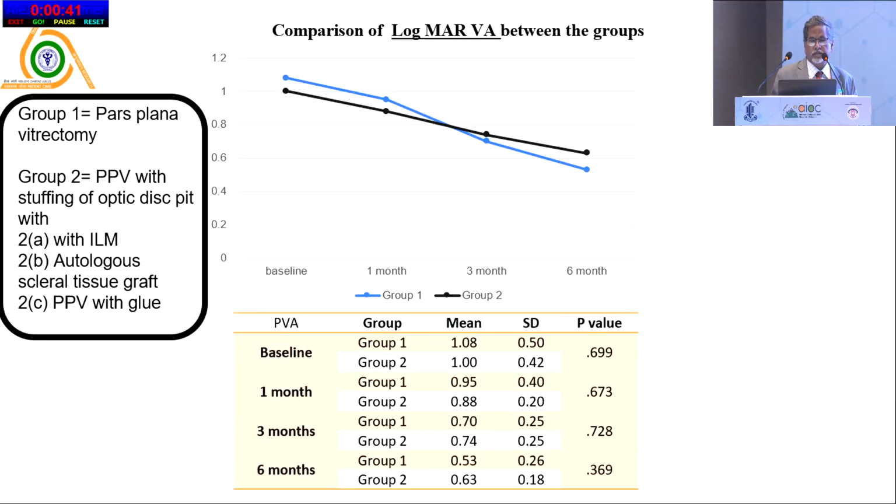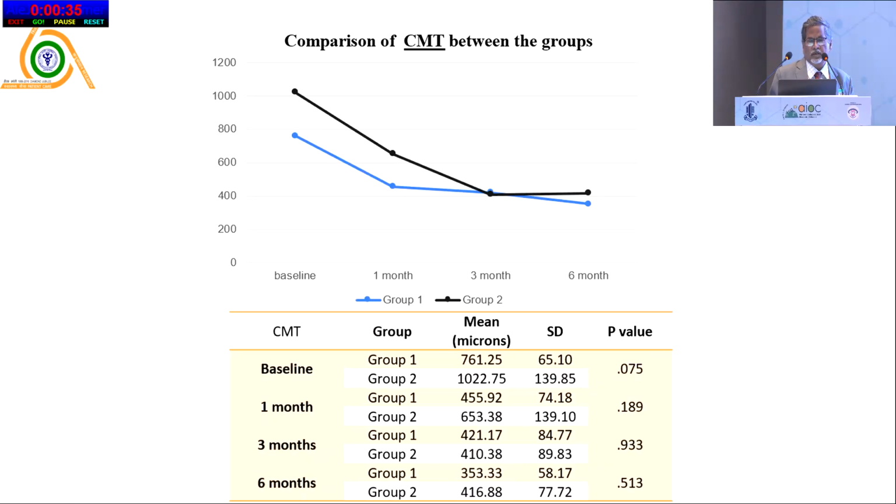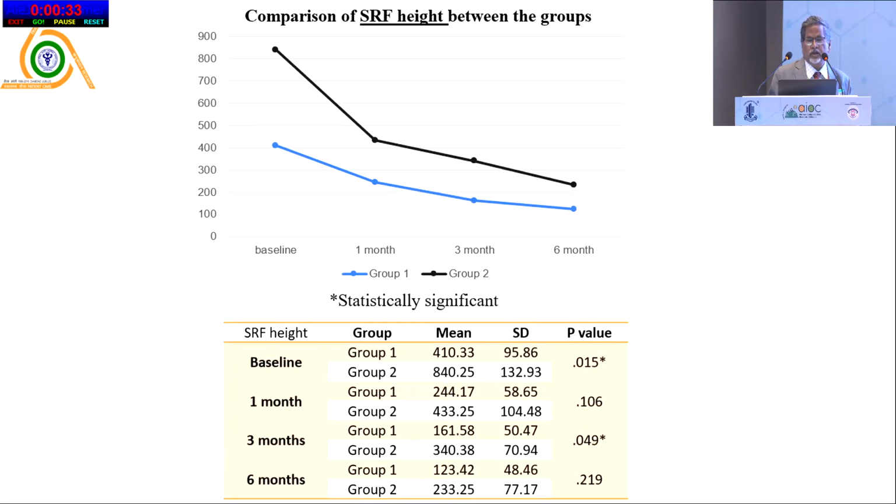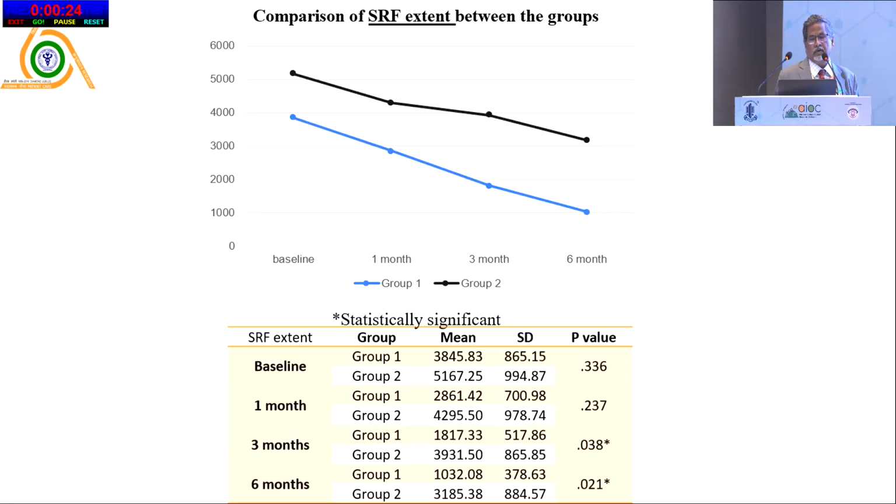So we have 10 cases. As you can see, visual acuity improved over 1 month, 3 months, 6 months in both the groups, and CMT reduction has also been seen. SRF height also decreased initially by 1 to 2 months, but it takes up to 1 year for complete resolution of the SRF extent.